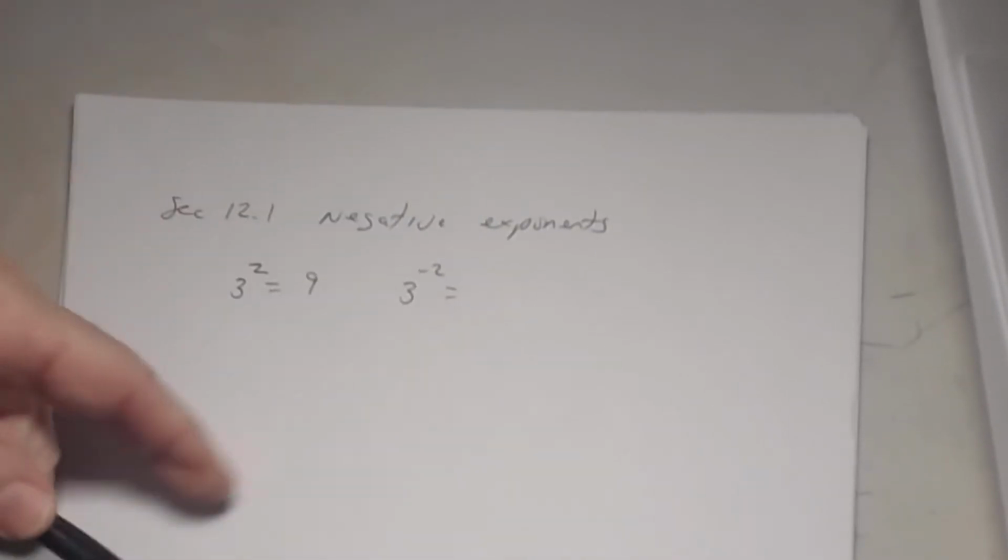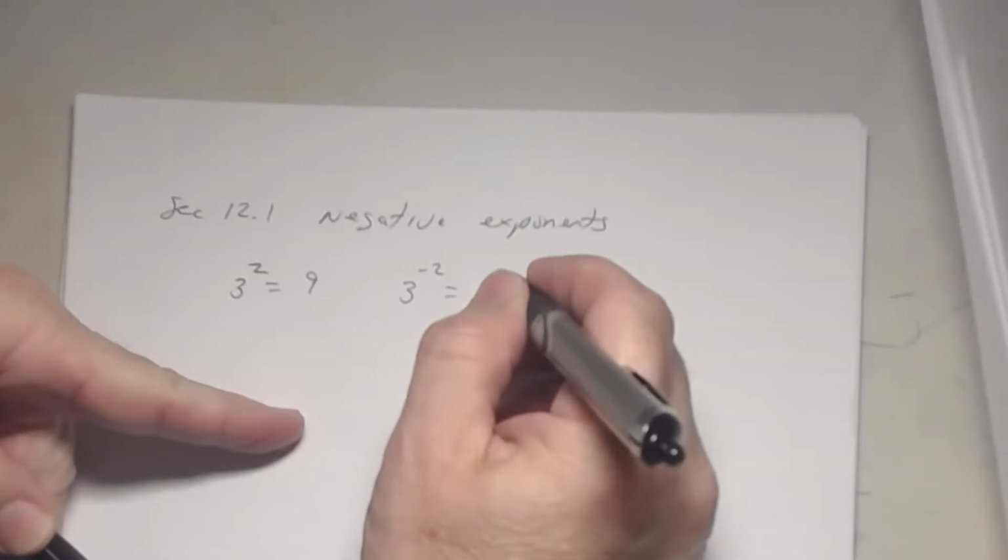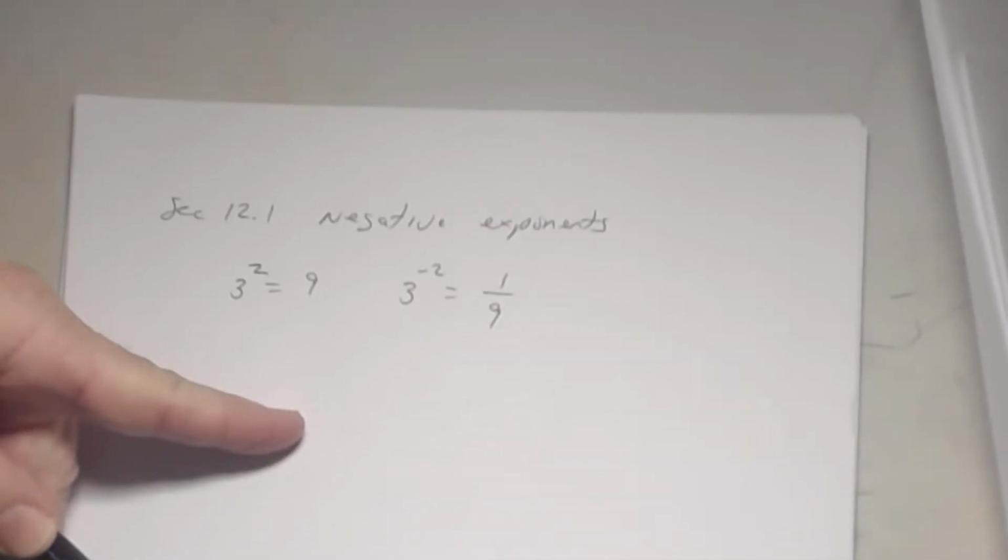3 raised to the negative second power equals its decimal, right? So obviously it's not 9. Okay, that's a number less than 1. 0.11111. But how do you convert this decimal to a fraction? Second PRB, press equal. What do you get? 1/9. So 3 to the negative second power is 1/9.